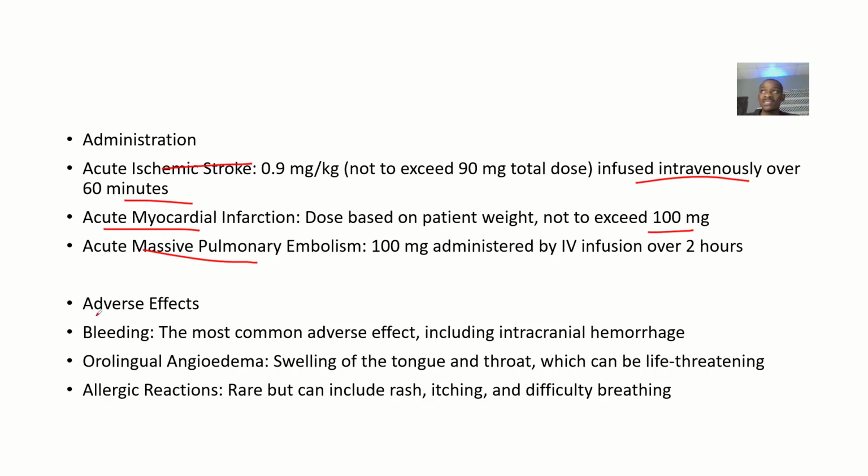Then what are the adverse effects of this drug? You know that it is lysing clots, so it could actually tilt the patient into bleeding. Bleeding is the most common adverse effect, including intracranial hemorrhage. It could lead to orolingual angioedema, which is swelling of the tongue and the throat, which can be life-threatening. Allergic reactions are rare but can include rashes, itching, and difficulty in breathing.